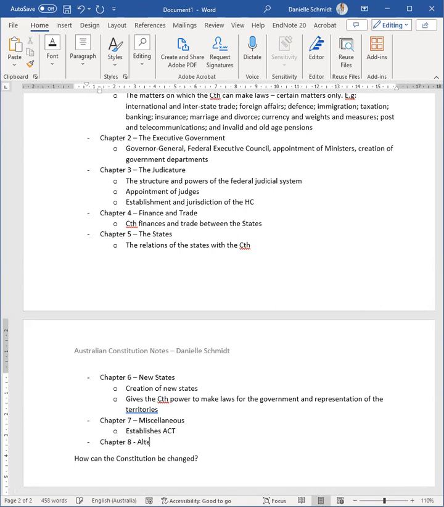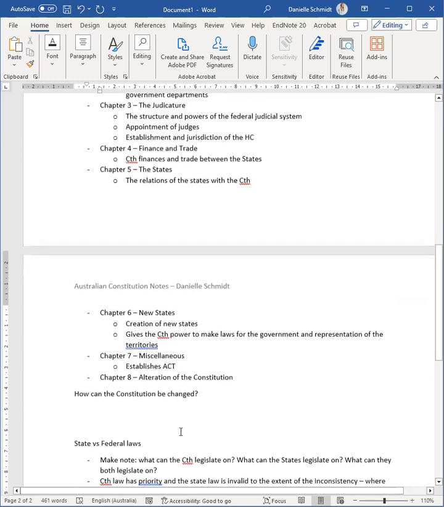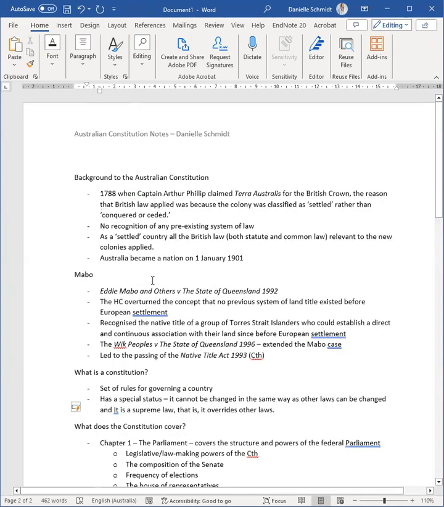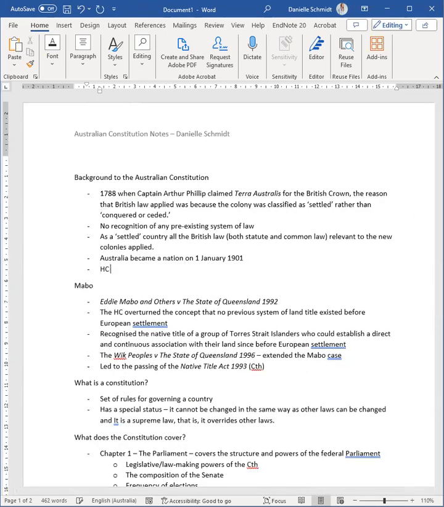All right, then we have chapter 8, which is alteration of the Constitution. And that sets out how the Constitution may be changed, which we can go into detail now. So there are some matters that aren't in the Constitution, and we can get into that. We know that the High Court interprets the Constitution. So let's add that in up here. High Court interprets the Constitution.